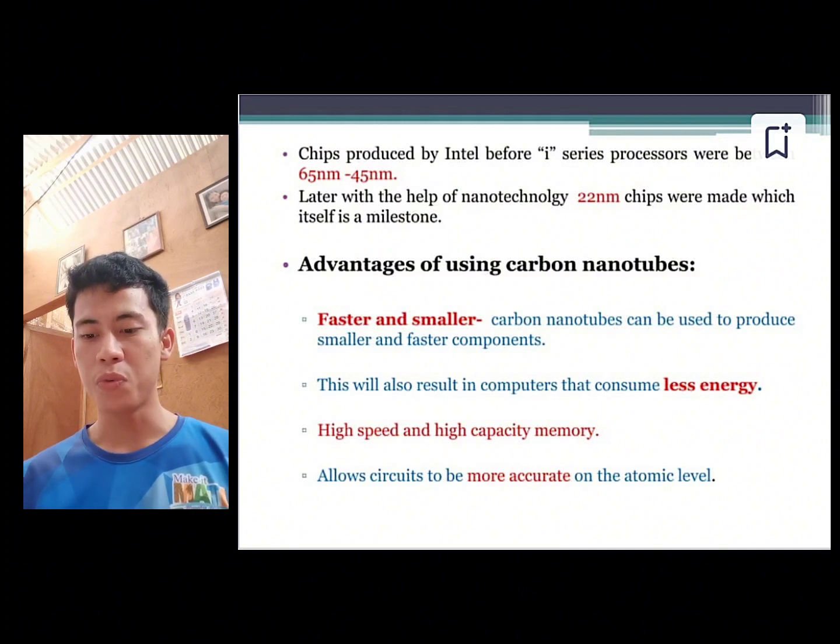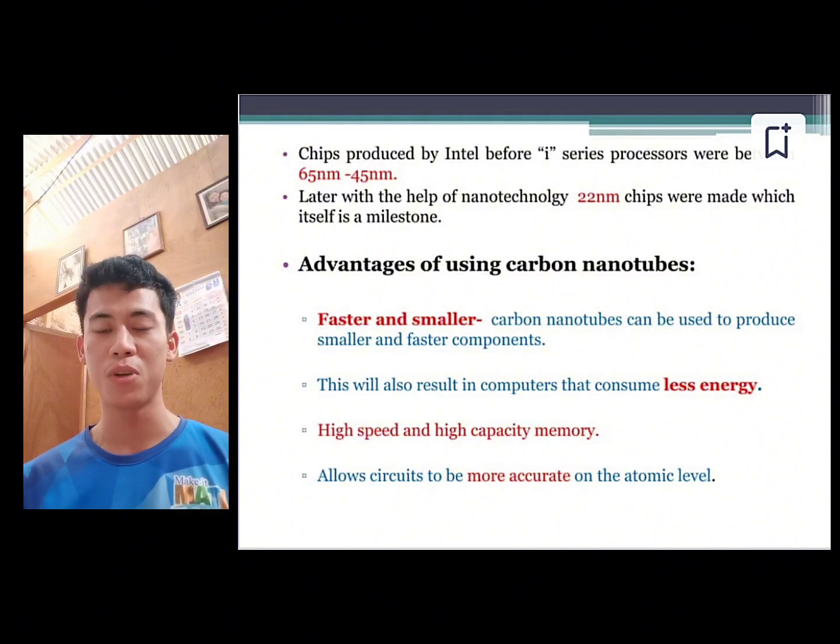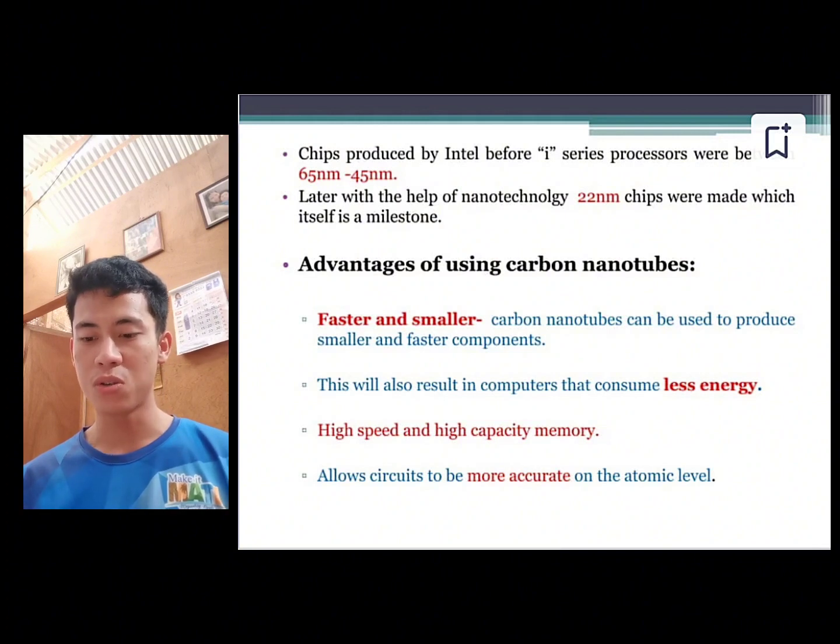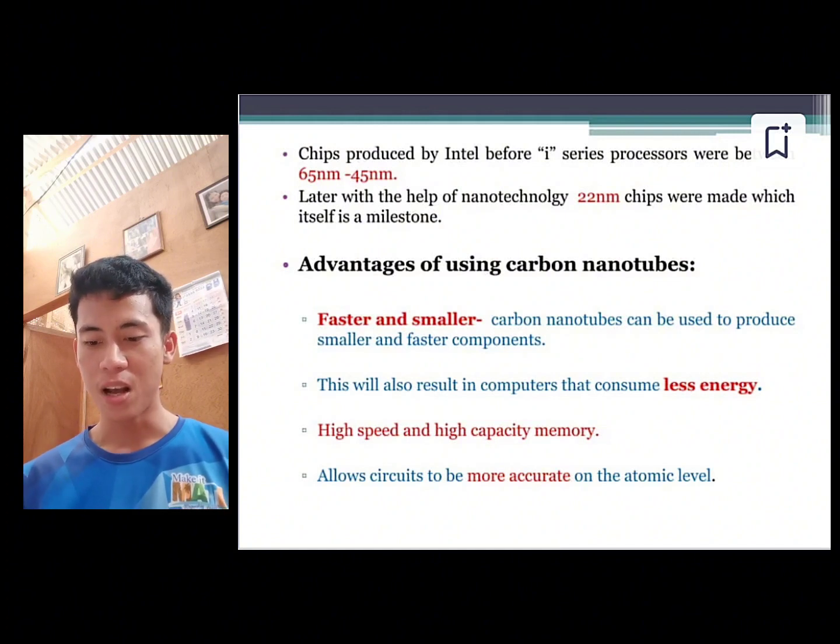So, advantages of using carbon nanotubes: faster and smaller. Carbon nanotubes can be used to produce smaller and faster components. This will also result in computers that consume less energy. High speed and high capacity memory allow circuits to be more accurate on the atomic level.